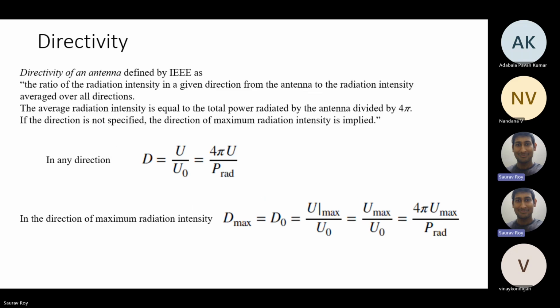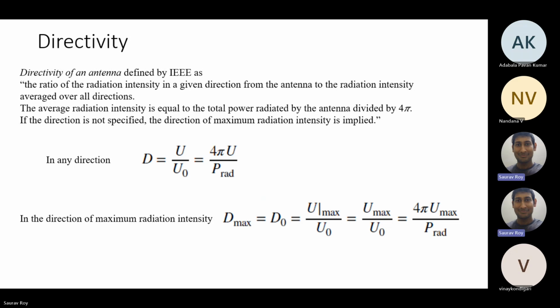So now, one of the main features of an antenna is directivity. What is it actually? IEEE defines it. This is the IEEE definition of directivity of an antenna: the ratio of the radiation intensity in a given direction from the antenna to the radiation intensity averaged over all directions.